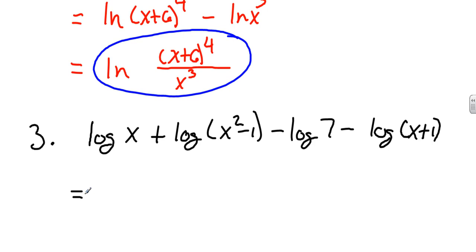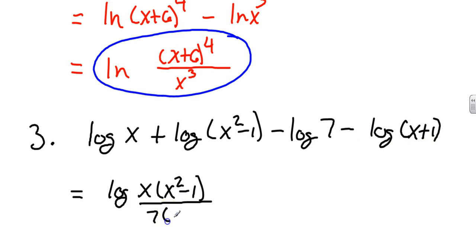So starting right off the bat here, you've got log of x plus log of y. That means those two things have to be multiplied together. As soon as you see the minus, that's a division part, so that's divided by 7. Because that's got a minus in front, that means it's also divided by x plus 1. And that would make it log of x and x squared minus 1 on the top. And on the bottom it would be 7 and then x plus 1.